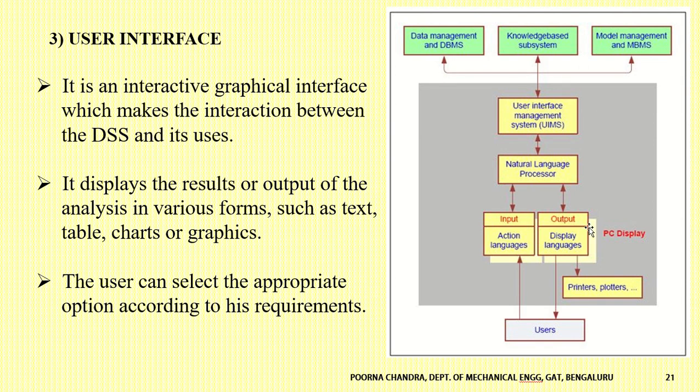So you can check out this flow chart. Here we have the database management, knowledge based subsystems, and model management system. These are linked with the user interface management system, again connected with the natural language processor with a set of inputs and outputs. So input with action languages, output with display languages. Finally, it is connected to the users and the printers and plotters, right? This is what is known as the user interface.